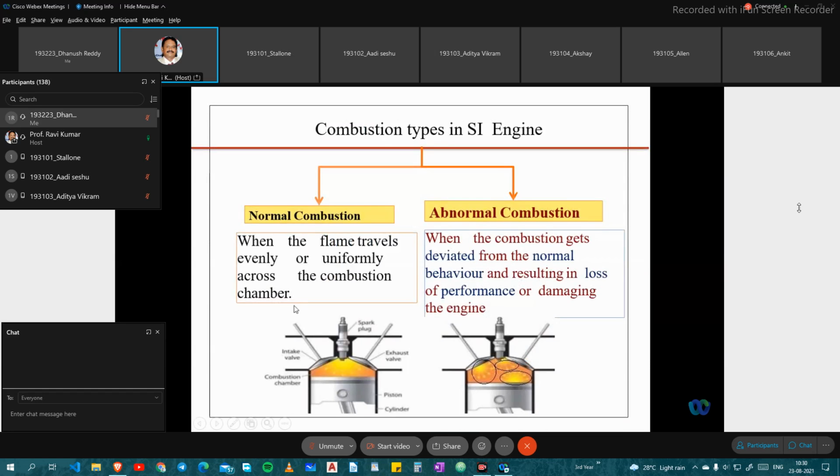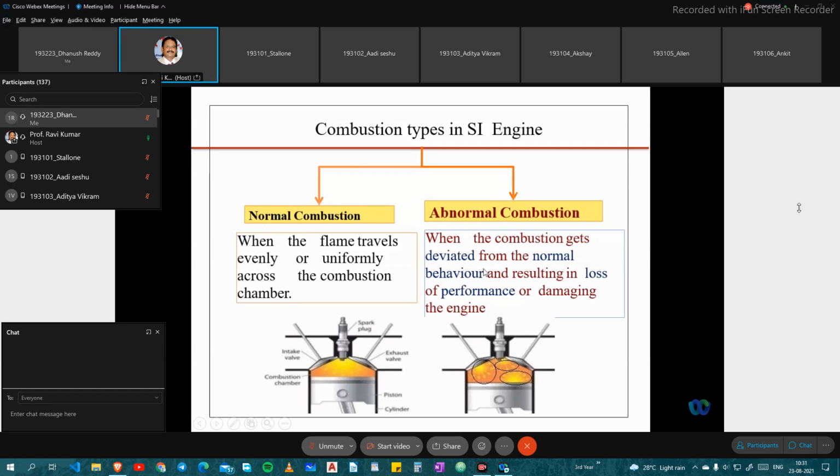If you see the figures, when the flame travels evenly and uniformly across the combustion chamber, we call it normal combustion. Generally, normal combustion starts from the initial stroke. Later on, the combustion can lead to something different because of small exhaust particles inside the combustion chamber. Here you see the intake and exhaust and the combustion chamber. This is normal operation, or normal combustion, as seen in the diagram. And we have the abnormal combustion chamber, when the combustion deviates from normal behavior, resulting in loss of performance or damage to the engine.